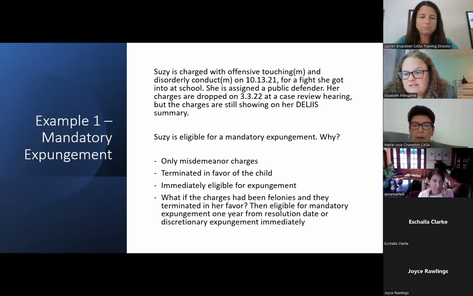And what would be some of the reasons they may oppose it? They might oppose it because there's a whole host of reasons. They really think she did it. The only reason they dropped the charges is because a witness didn't show up.